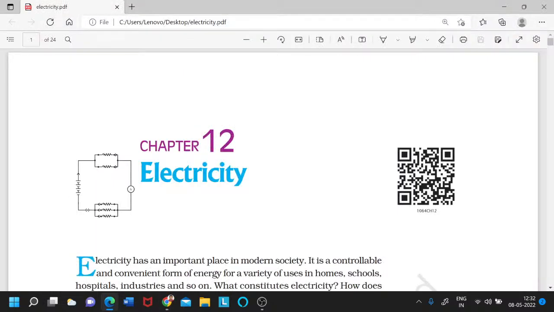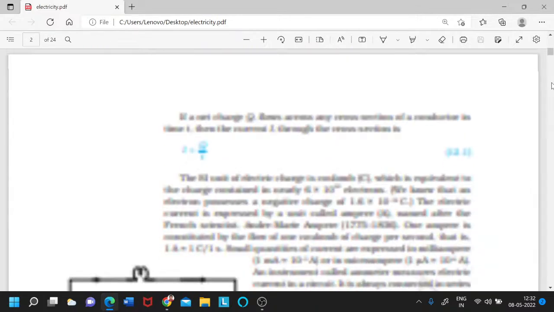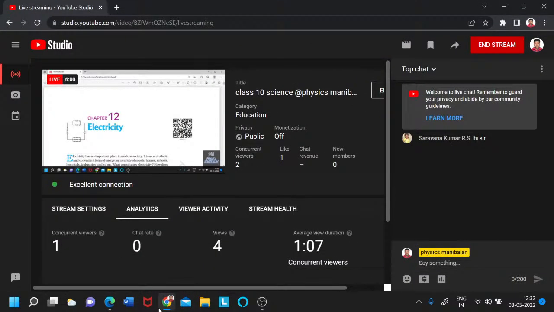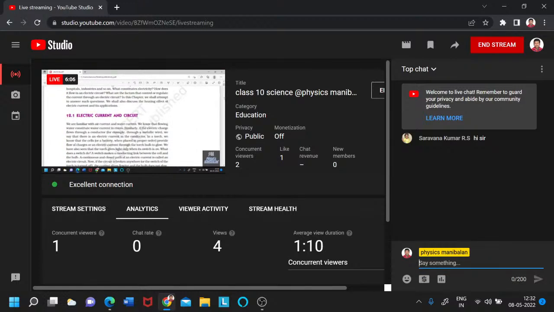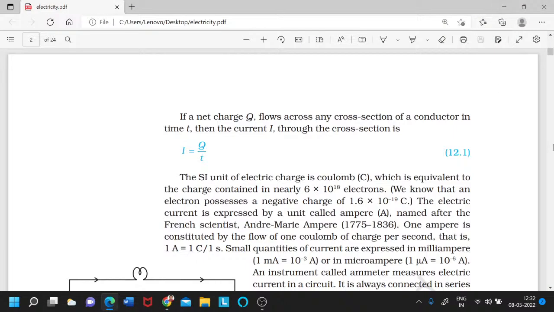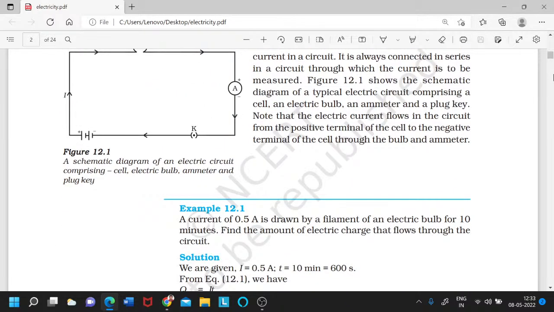Hello students, today we are going to discuss the full example problem solutions for electricity. We'll start one by one. First problem. Example as well as exercise problems we are going to discuss.